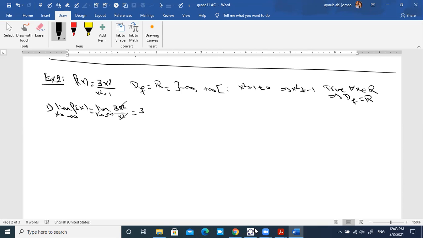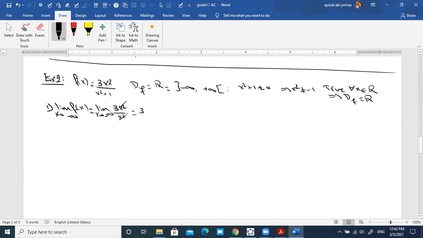Step number 1, highest exponent. Step number 2, simplify. Then replace if you still have x in the simplified form. Here, x will be cancelled. We get only 3. So the limit is equal to 3.